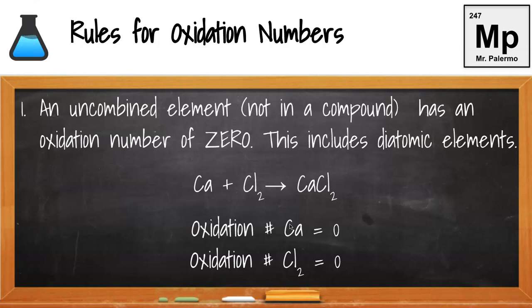And so there's some rules for assigning these oxidation numbers for our species. So first rule is that uncombined elements, meaning that they're not in a compound like calcium here, have an oxidation number of 0. This also includes any of the diatomic elements. Remember, we have 7 of them, like chlorine, because it's also not in a compound. And so we assign our oxidation numbers by putting them in the upper right-hand corner above the symbol.